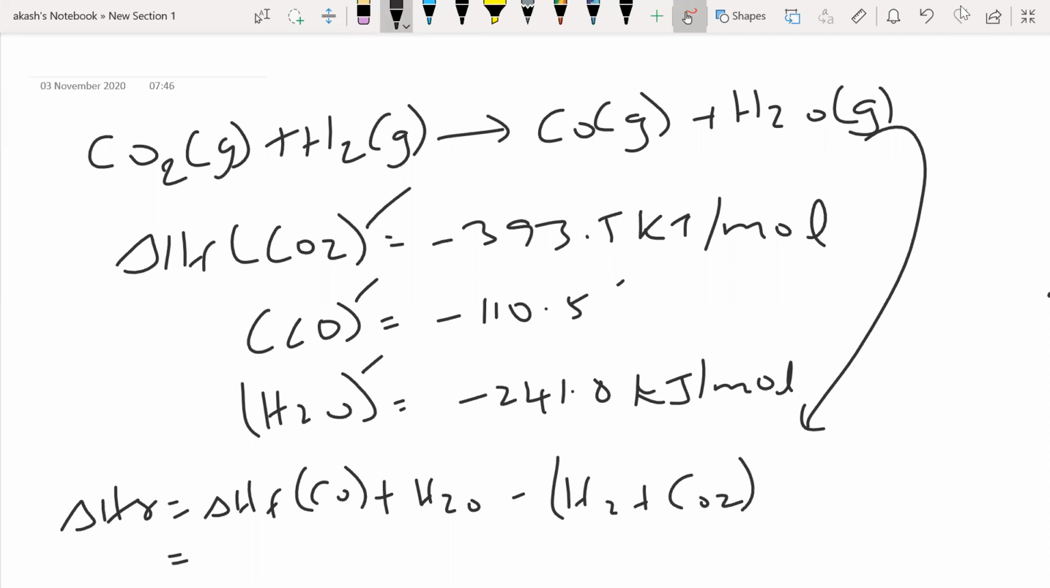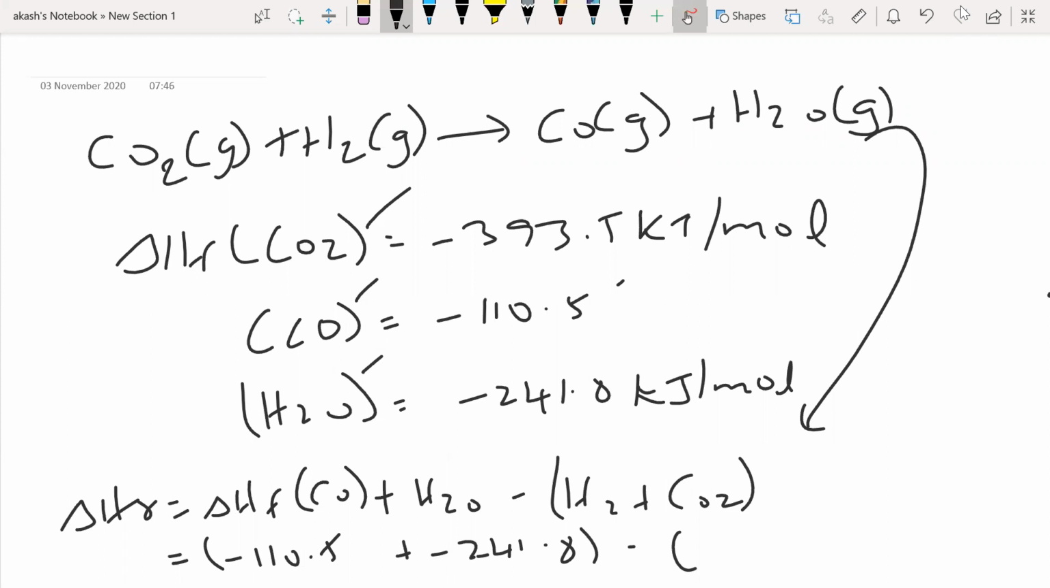Okay, now these values are given. Delta Hf of CO2 is minus 393.5. Oh, sorry, CO, I'm sorry. So CO would be minus 110.5, plus H2O is given to be minus 241.8. Okay, this is total done. Minus of H2's value, what is it?